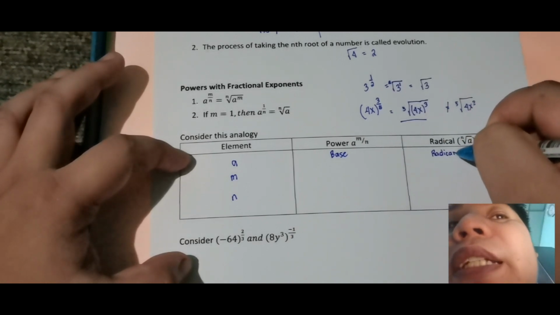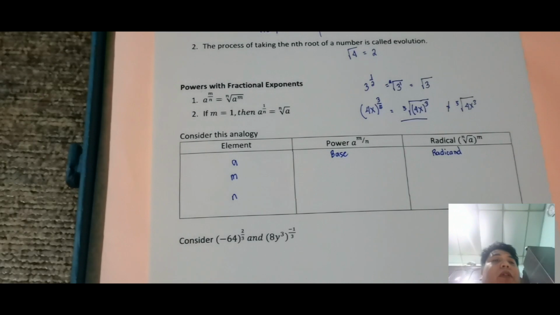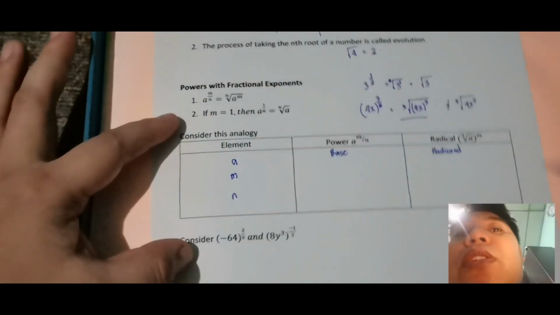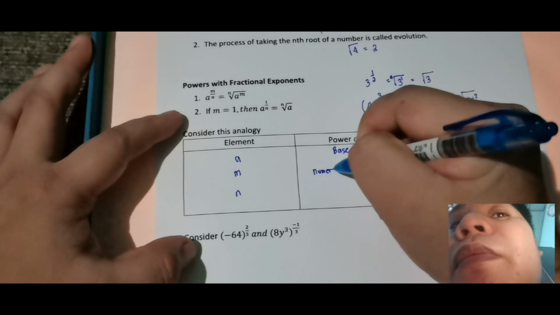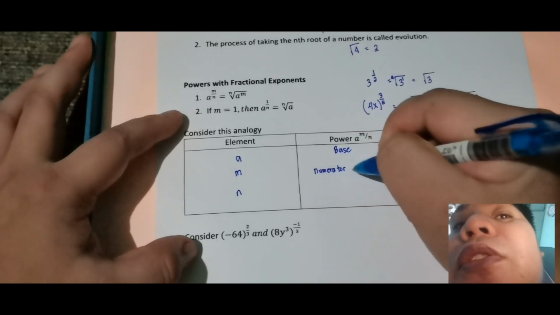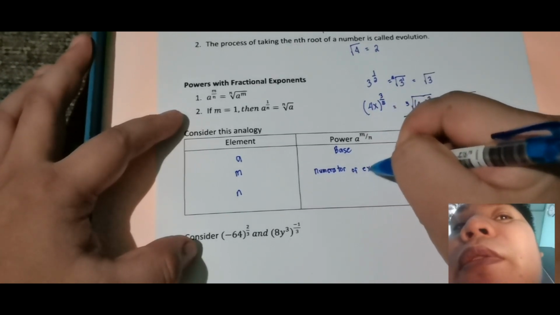Okay. So, ito yung parang sinasabing analogy. So, pag sa power, base siya. Pero pag sa radical, radicand siya. Okay, ngayon, next, si m. Si m naman yung numerator ng exponent, o ng fractional exponent natin. Tama ba? Based dun. So, ito naman yung numerator. This is the numerator. Numerator of exponent.